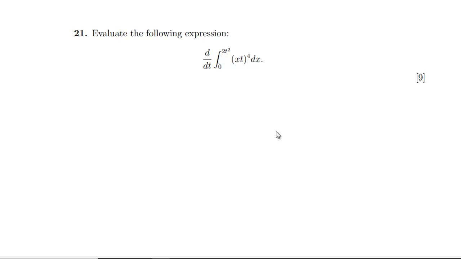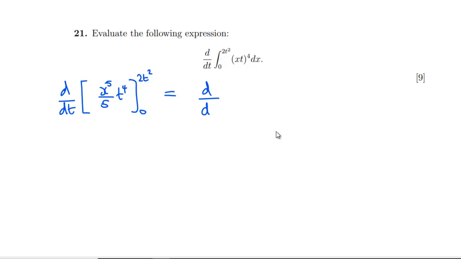We can do this in either order. Let's do the integral first then. So we'll have d/dt of, so what's that going to be? We're integrating with respect to x. So that's going to be x to the 4, the t we're not changing. So we're going to have x to the 5 over 5 multiplied by t to the 4 from 0 to 2t squared. Right, so the 0 we can ignore.